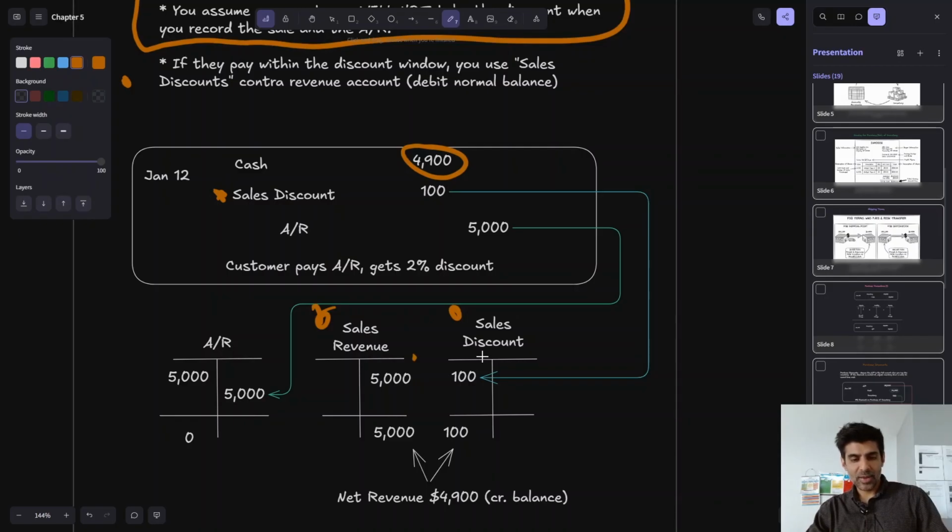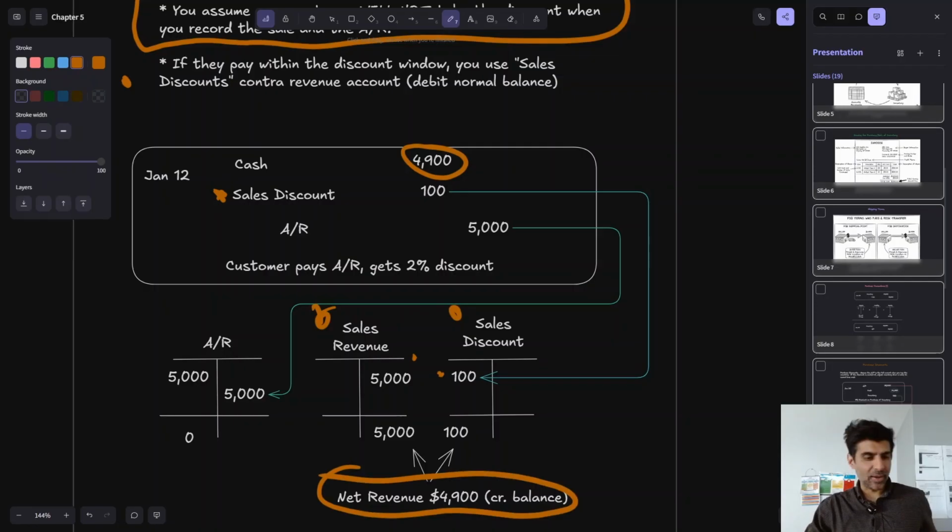This credit balance and this debit balance are going to offset. So your net revenue, and you saw that in those financial statements we looked at, they just reported net revenue, right? Because they're accounting for returns, discounts, all that stuff, and they're only reporting this net revenue because that's actually the real revenue. This is a contra revenue account, so it's going to be in the income statement.